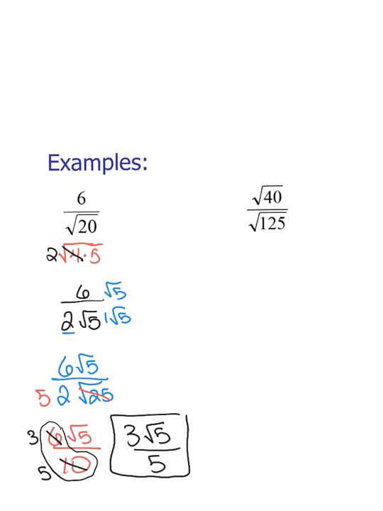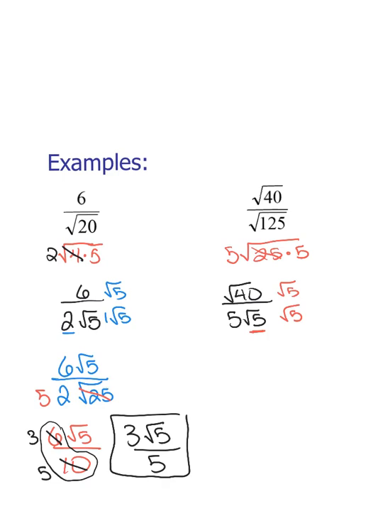If we look at the next example, again, I can't do 40 divided by 125, so I'm going to simplify the 125. I'm going to pick 25 times 5. The square root of 25 is 5. So my question now becomes radical 40 over 5 radical 5. In order to get rid of this radical in the denominator, I'm going to multiply the top and the bottom by the radical in the bottom.